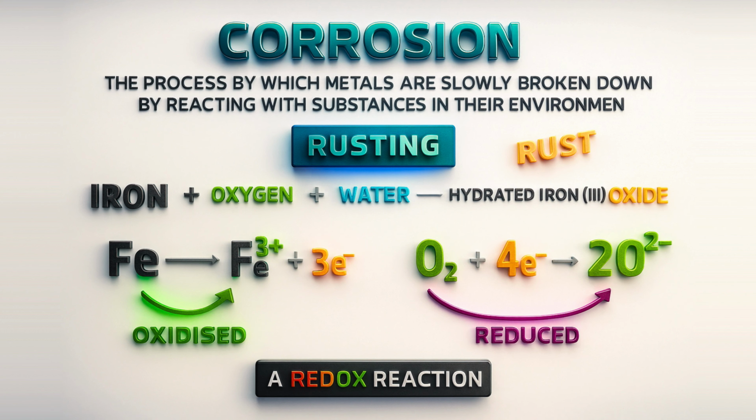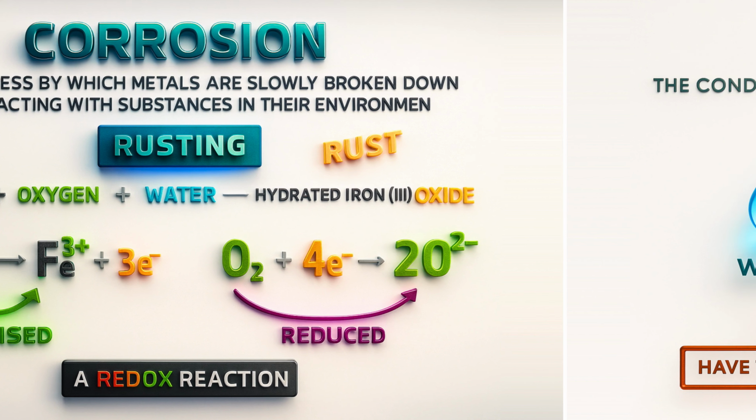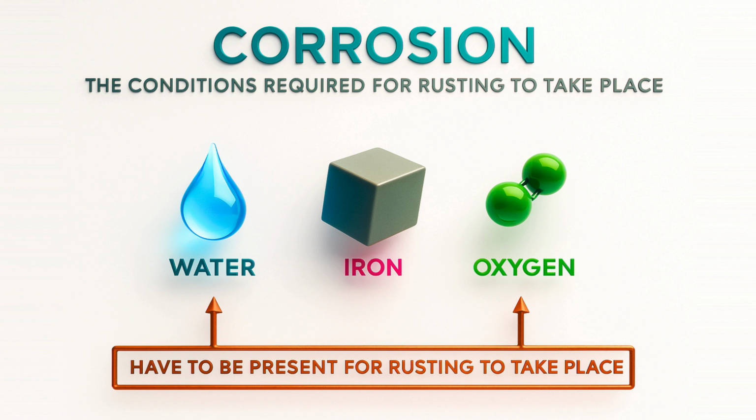In this case, each iron atom in the metal structure loses 3 electrons, becoming an iron 3+ ion. At the same time, each molecule of oxygen, made up of 2 atoms, gains a total of 4 electrons, becoming 2 oxygen 2- ions. Because the iron is losing electrons, we say it is being oxidized, and because the oxygen is gaining electrons, it is being reduced. This makes rusting a classic example of a redox reaction since it involves both of these chemical processes happening in a single reaction.